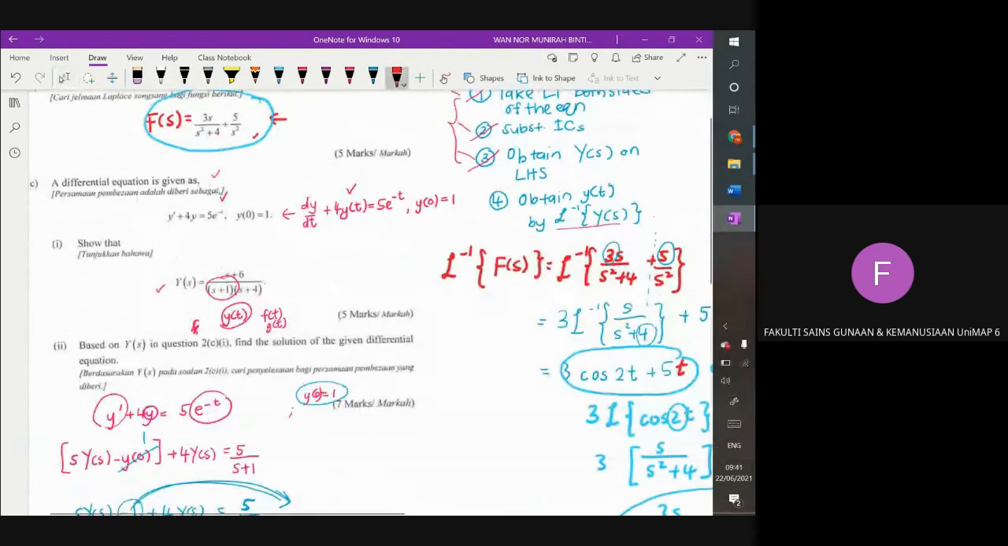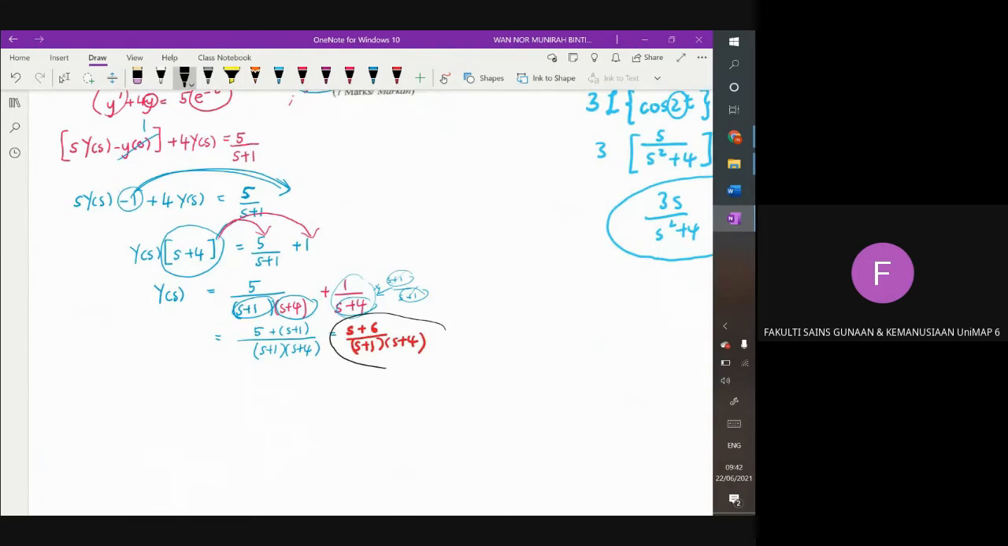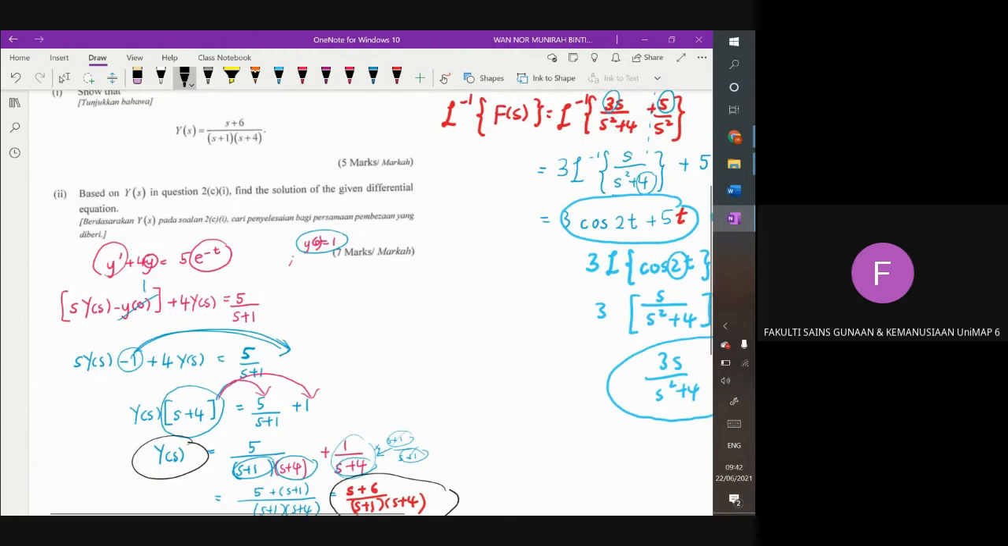Nice. We have proved that we have the same Y(s) as stated in the question, because the question asks you to show that. Show that means that you must get that solution, unless the question is wrong. So please be careful with the wordings in the question. This is how we get the solution Y(s) and prove that we have the correct Y(s) as stated in the question. So proceed to the second one.